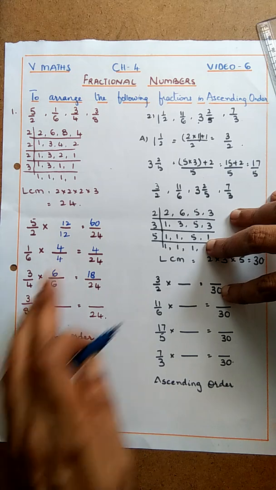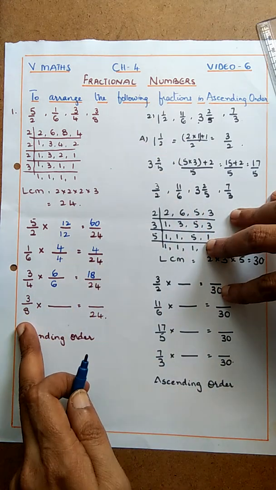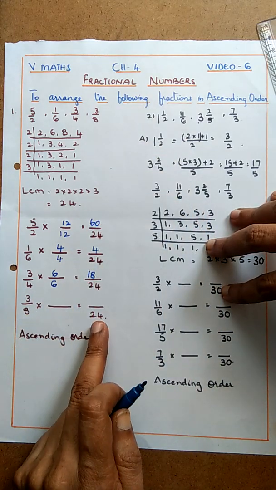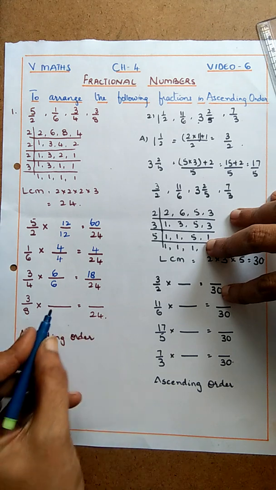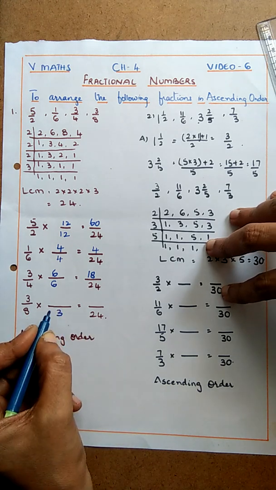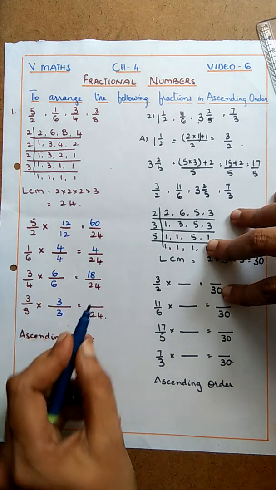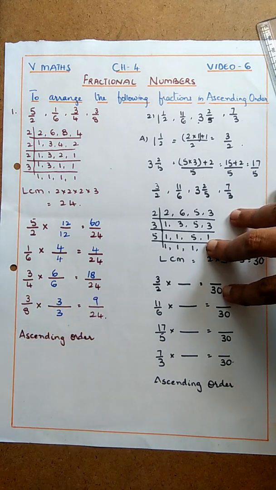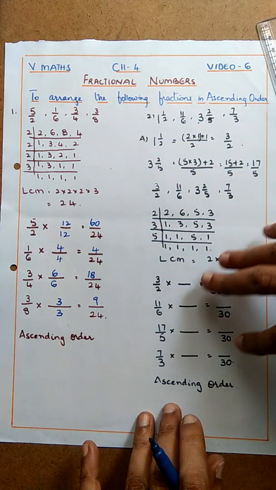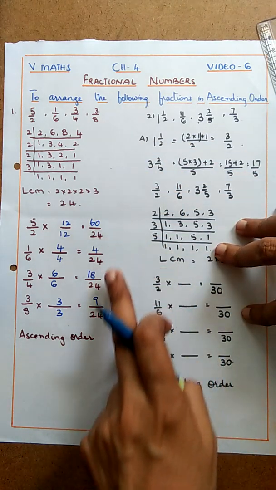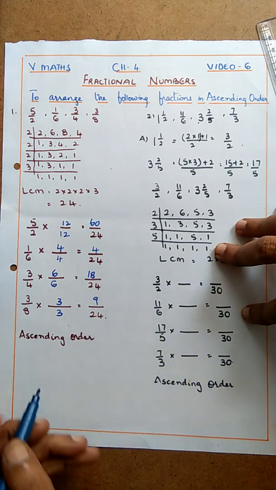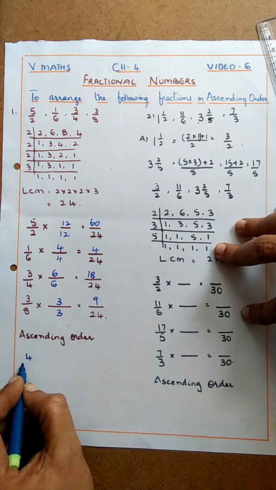Now, 3 by 8. Let us take the last fraction, 3 by 8. 8, how many times does it go in 24? 3 times. So, multiply by 3 by 3. So, 3 threes are 9. Now, let us write them in the ascending order. Now, of all these, which is the smallest one? 4 by 24.